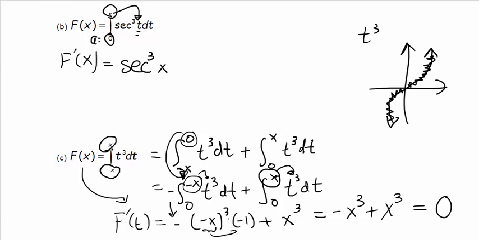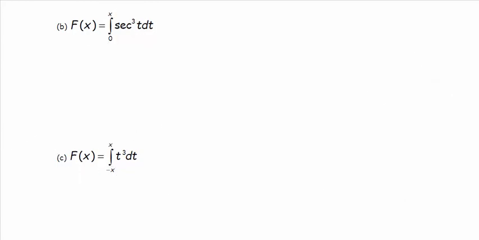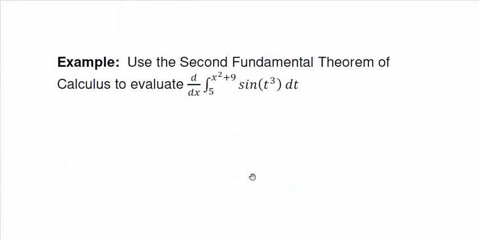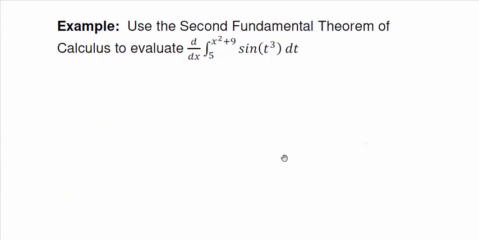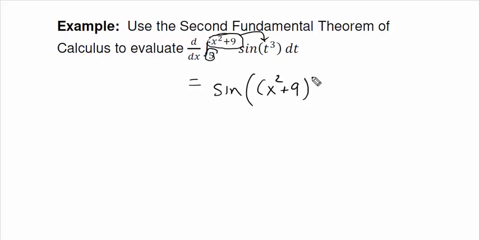Now, if that chain rule didn't make sense, I'm going to do one more example of the chain rule on the next page, which hopefully will clear it up. So let's try one more. Use the second fundamental theorem of calculus to evaluate the derivative with respect to x of the integral from 5 to x squared plus 9 of sine of t cubed dt. So again, this is a number, and this up here is supposed to be x. But since it's not, what I'm going to do to find the derivative is substitute the x squared plus 9 in for t. So sine of x squared plus 9 cubed.